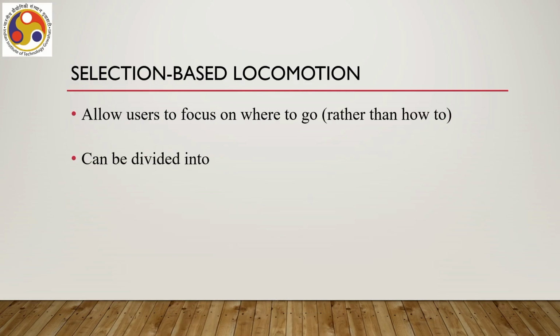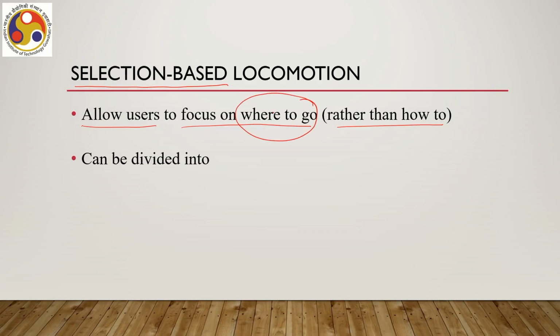So, that is about walking based and steering based. The third category is selection based navigation or locomotion technique. It allows users to focus on where to go rather than how to. In the previous techniques, the user has to specify by moving the steering or looking at the direction continuously or performing walk for movement. The user has to specify how to reach a destination, whereas in selection based, the user can focus on where to go, need to select where to go rather than specify how to go there.